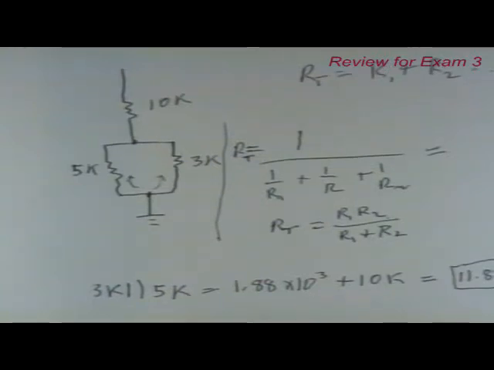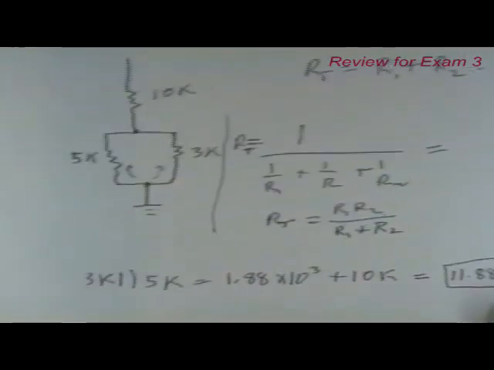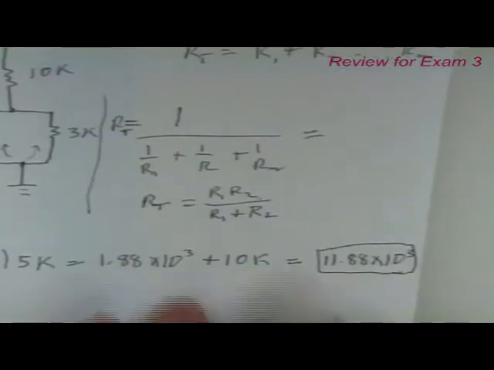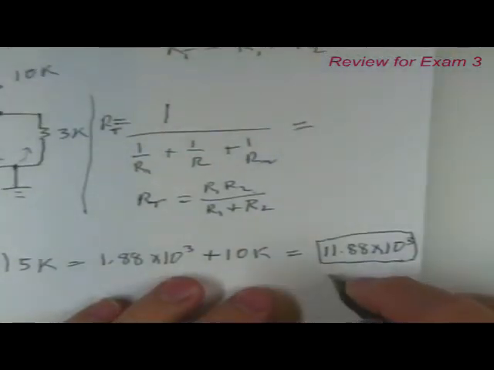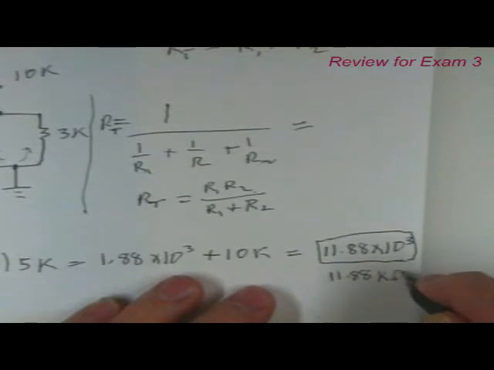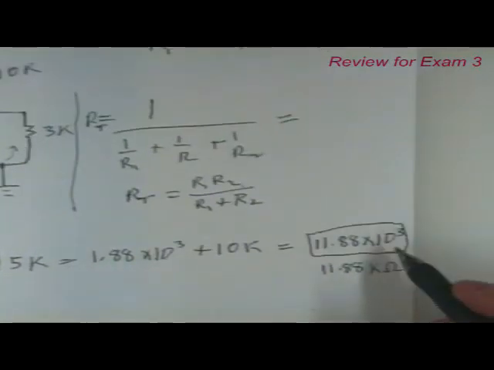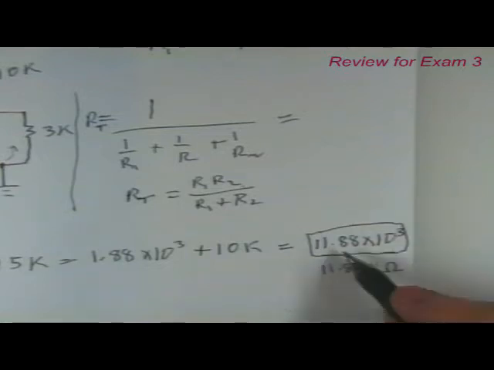Now, as you know, 11.88 times 10 to the third is, in fact, in metric notation, 11.88 kiloohms. So, this is a right number, but that's not the right answer when you have 11.88 times 10 to the third. You need to change it into K or meg, and I've taught all of you how to do that, and I hope you remember.